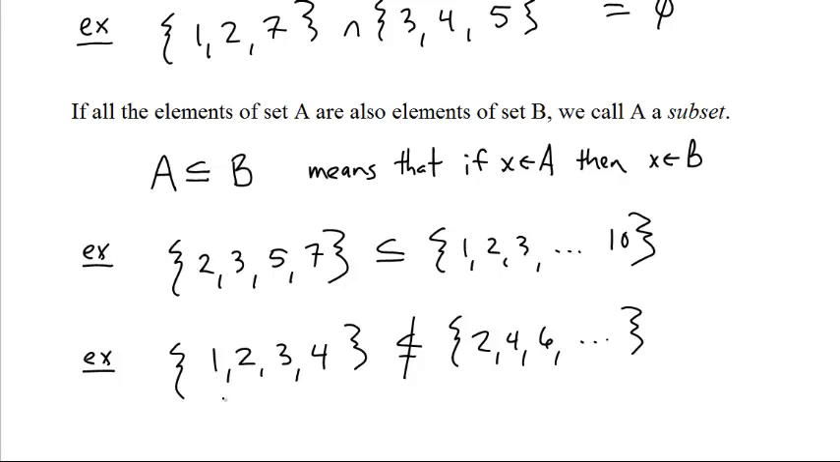Also, I would say the set containing 1, 2, 3, and 4 is not a subset of this, which looks like all the positive even numbers, because it has the number 1 here. We can't say that anything that's in the first set is also in the second set, because here's the thing: 1 is in the first set, it's not in the second set.